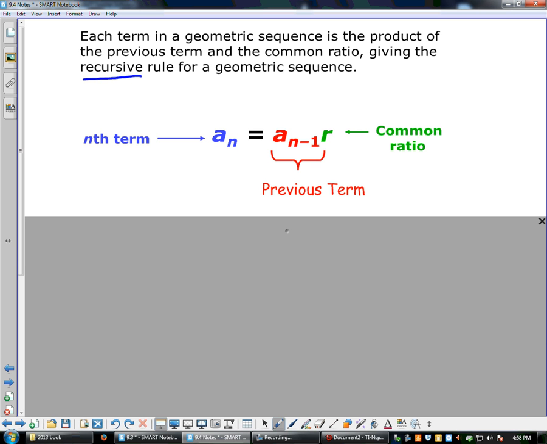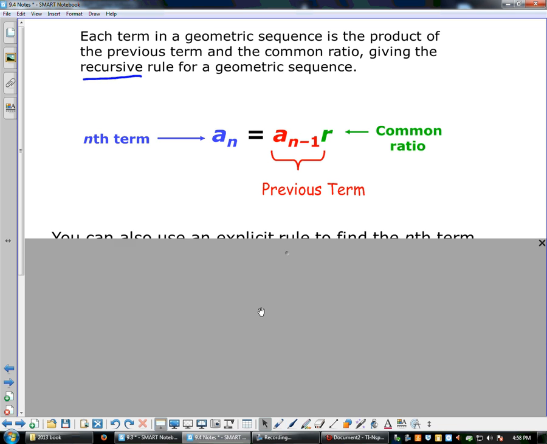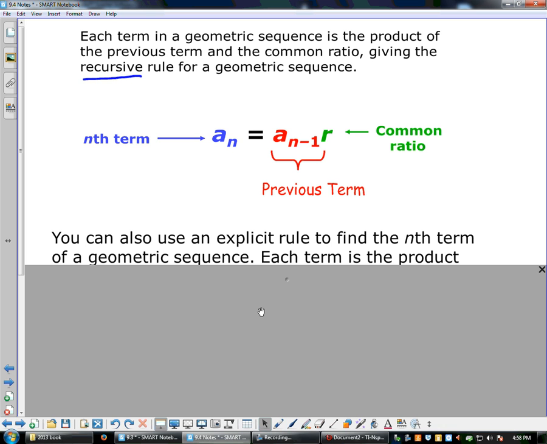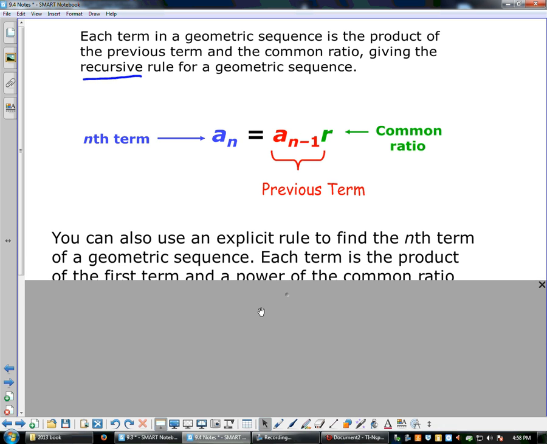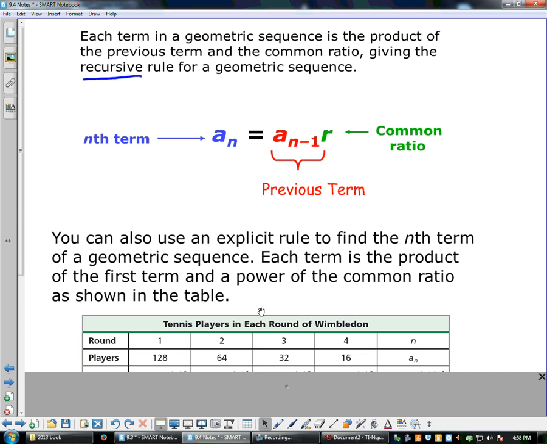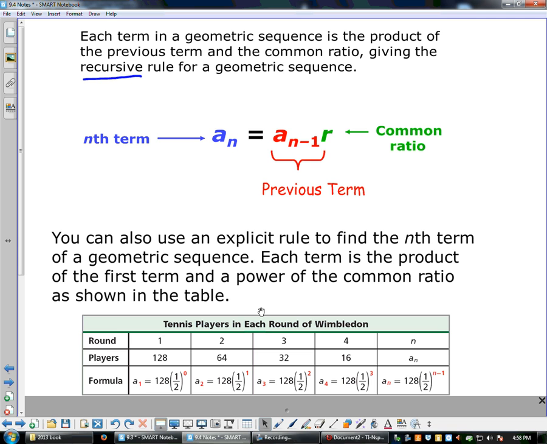So this is helpful if you have your terms in order, but what if you have only term 1 and 2, and I want to know term 12 or something? You don't want to actually find all of those in between. So we also can use an explicit rule. Again, that means it does not rely on anything else. And we're going to use this to find the nth term of a geometric sequence.